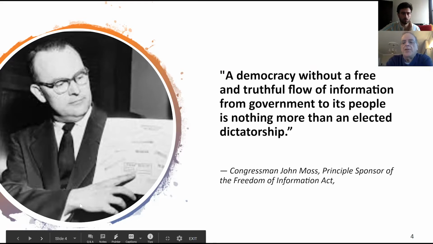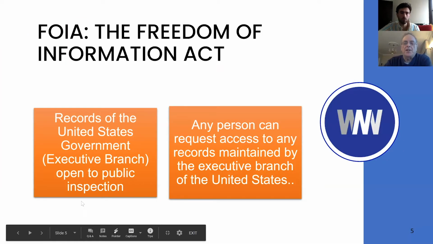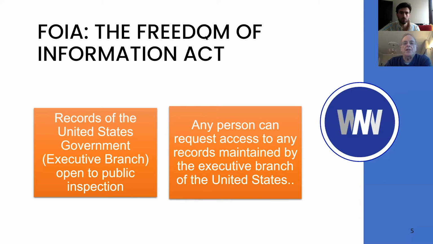So FOIA creates a presumption that every document held by the United States government is open to public inspection and that anyone can request any document. It's that simple. I think it's critical, especially for journalists, to understand this: any document by any person for any reason. Now, obviously, that's not how it works in practice, because there are exemptions and bureaucracy and a lot of stuff. We'll outline some of the main impediments. But you have to understand the basic framework to use it properly and not be intimidated by it. Any document by any person for any reason.